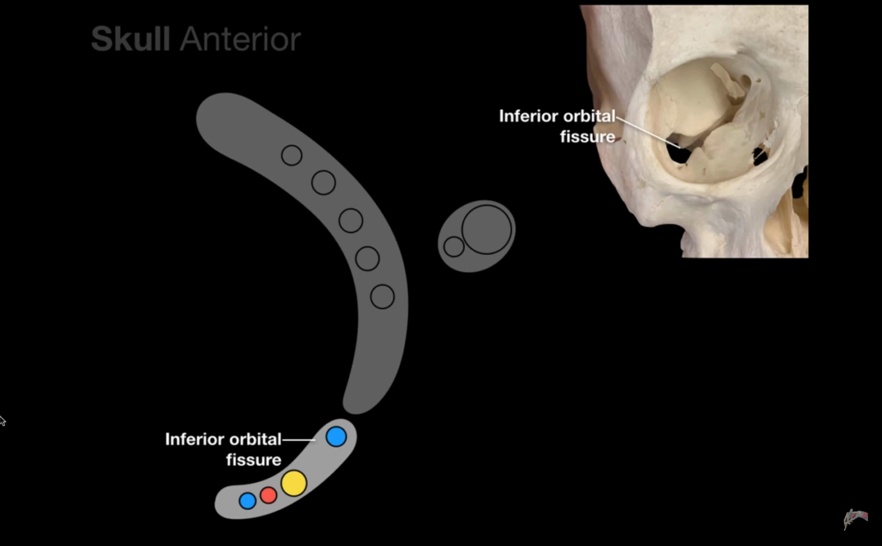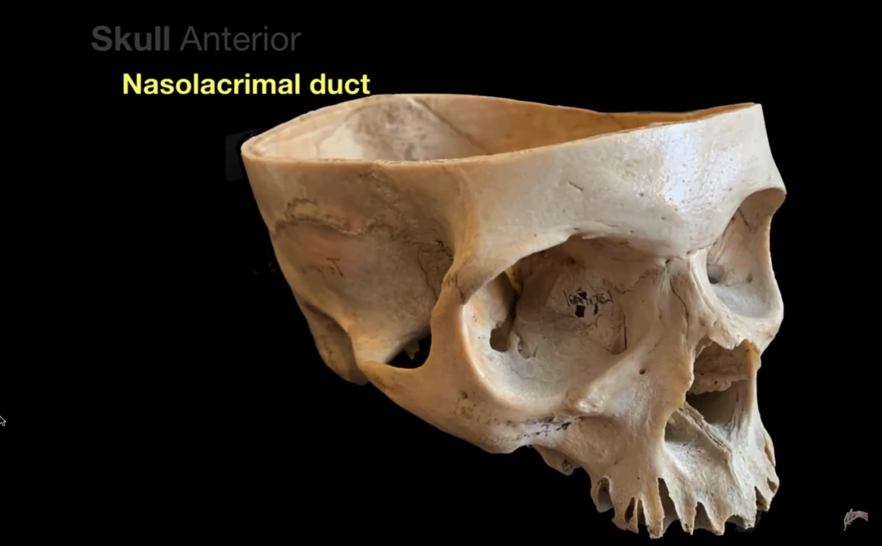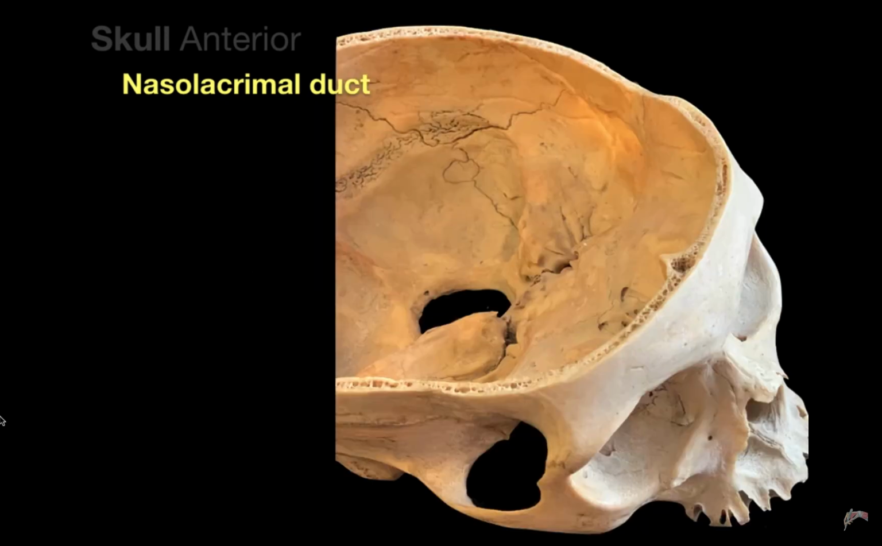Now the inferior orbital fissure has the inferior ophthalmic vein, cranial nerve V2, the infraorbital nerve, and then our infraorbital artery and vein. So there are the 3 major openings in the orbit. Now the nasolacrimal duct is located right there. Let's take another view right there.